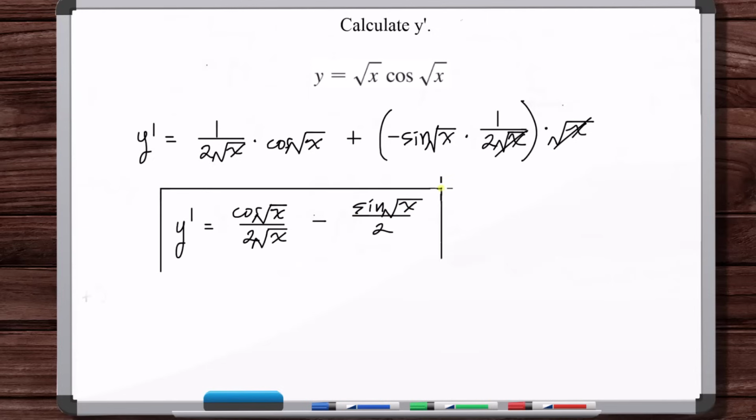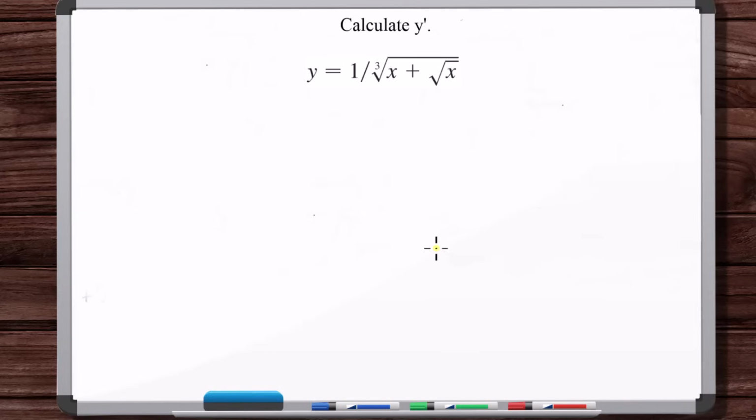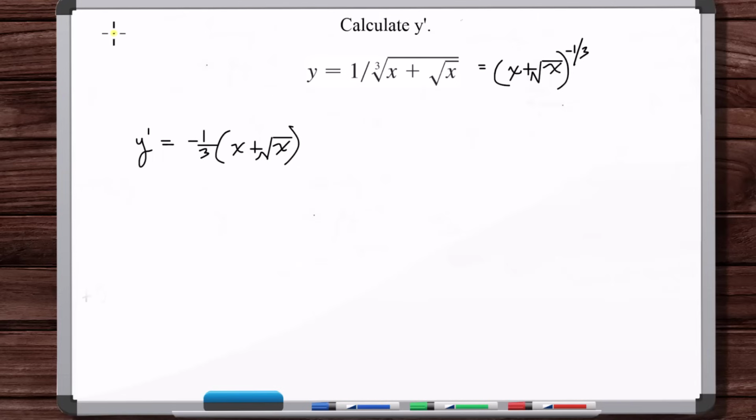And that's the derivative. Okay, so let's write this as x plus root x to the minus 1/3. Let's find y prime using this form. Okay, chain rule. What is the derivative of something to the minus 1/3 power? Minus 1/3 times that something to the minus 1/3 minus 1.